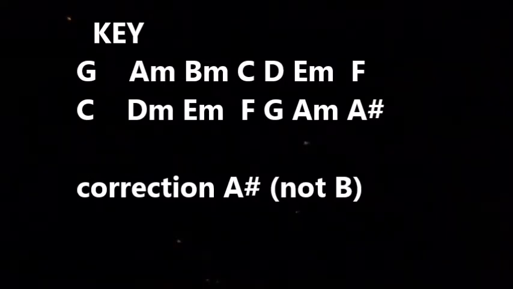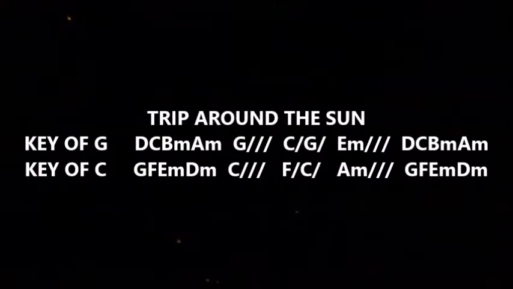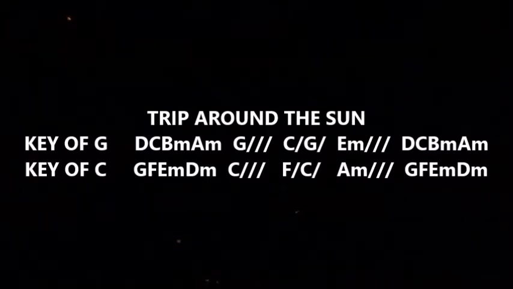So anytime, let's say for the beginning of Trip Around the Sun, you initially played in the key of G, D, C, B minor, A minor. Well, that's all changed now in the key of C. In the key of C, you've started with your G, F, E minor, D minor.